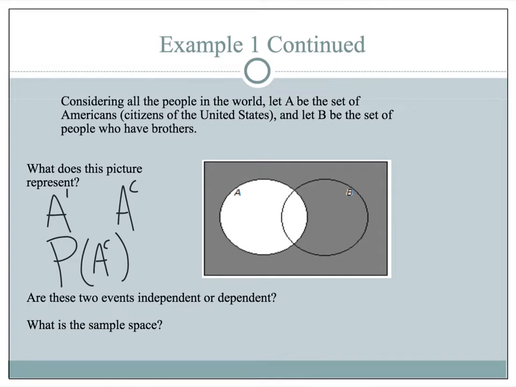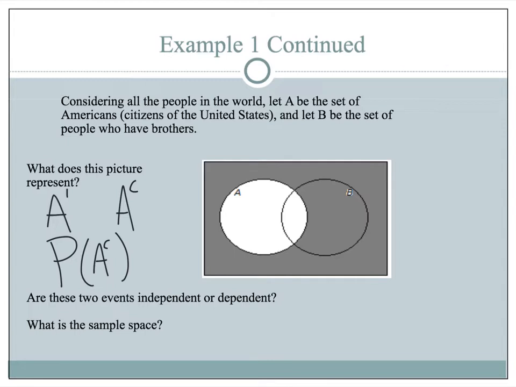Now here it says, are these two events independent or dependent? All we're thinking about with that is, does one affect the other? Being an American doesn't necessarily affect whether or not you have a brother, right? So these two would be independent, okay? Or whether or not you have a brother doesn't affect if you're an American. It doesn't have a direct effect on each other, so they are independent of each other.